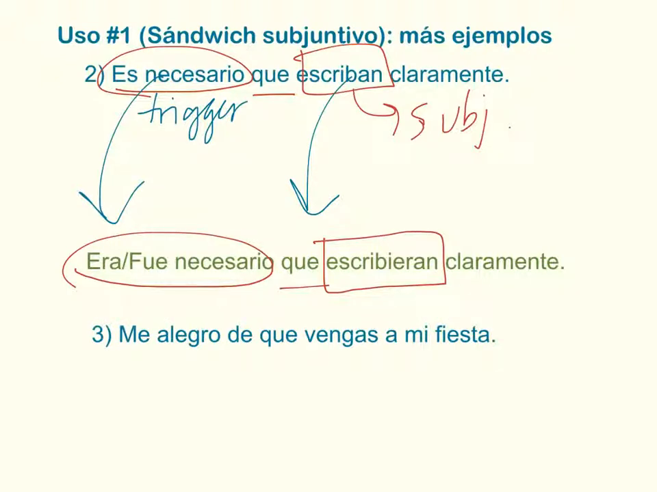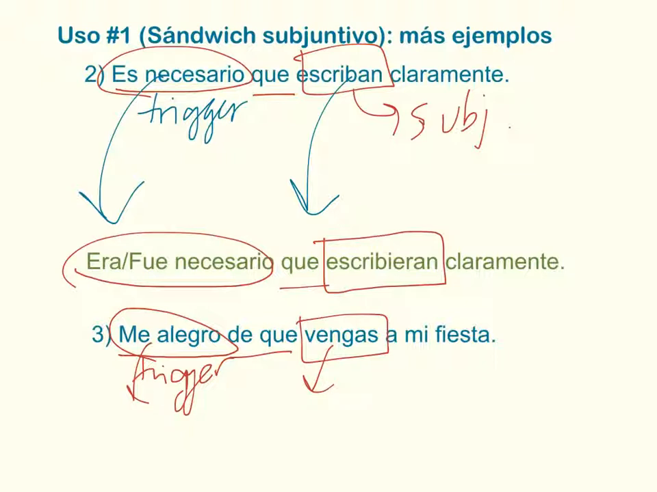El tercer ejemplo, here we have me alegro de que vengas a mi fiesta. So first, me alegro is going to be our trigger. The de que kind of goes together, and then vengas is going to be the subjunctive. So I'm going to turn both of those into the past tense.